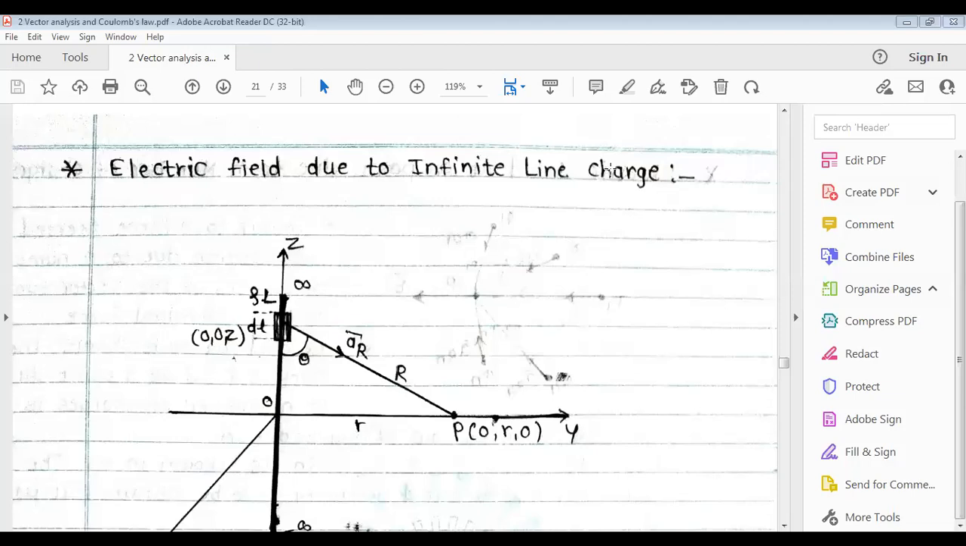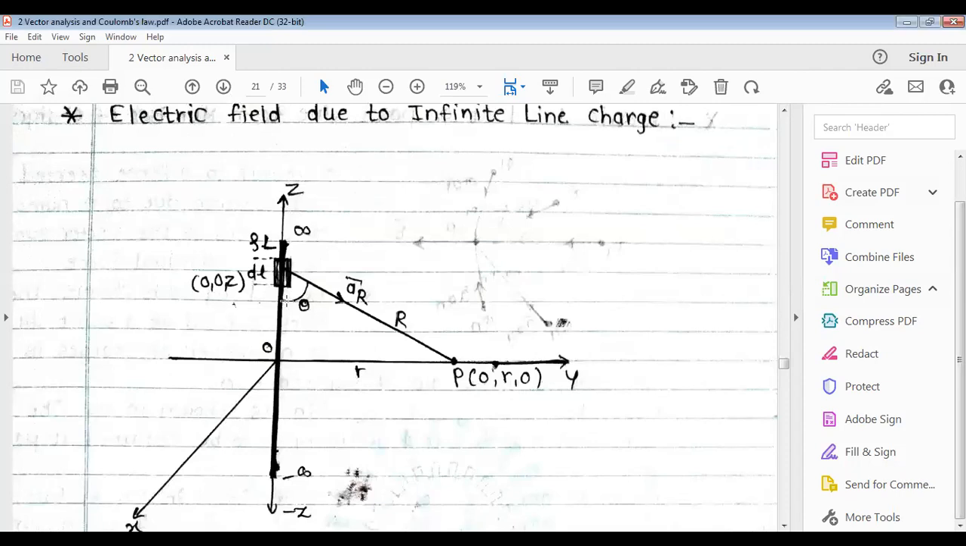In the last lecture, we started obtaining the derivation for the electric field due to an infinite line charge, right? For the infinite line charge, we are considering one infinite line placed on the z-axis, whose length is from minus infinity to plus infinity. We are considering one small section of this line whose differential length is dl.